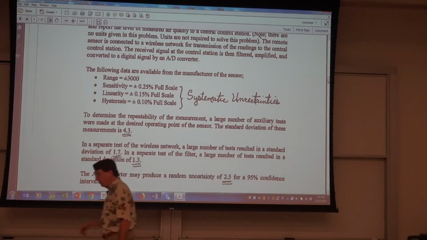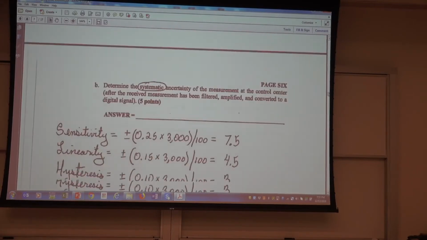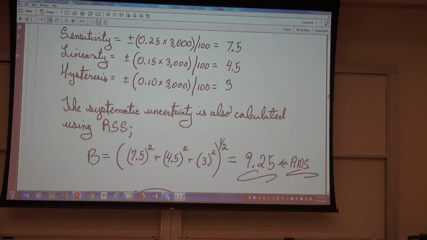And then there's other numbers, 0.15 and 0.1. So what I now do in part B of this problem, and I'm hoping this looks very familiar because we did something very similar just a few moments ago. First thing I do is I calculate the three components of systematic error. Now just be careful, 0.25% is 0.25 over 100 times 3,000. And you do that for the other two items, and we now get three different numbers.